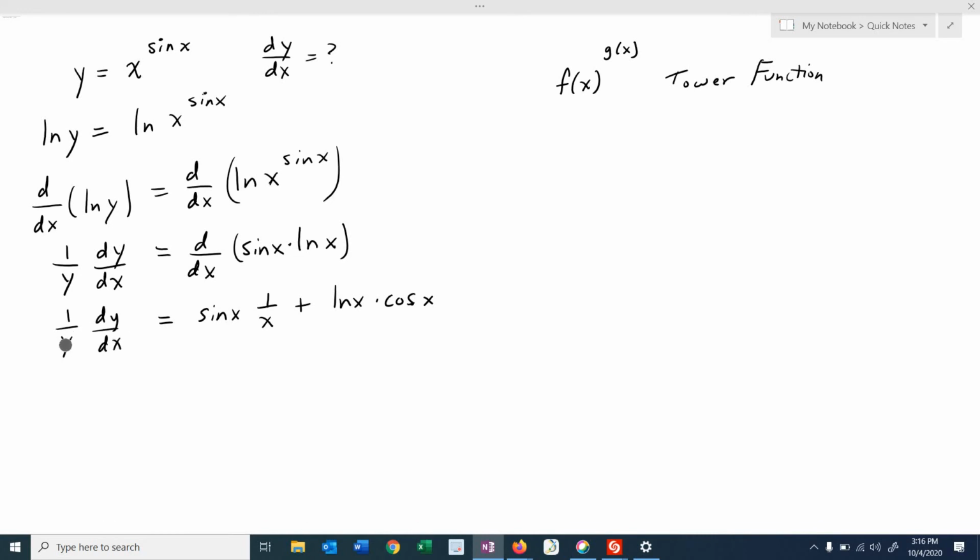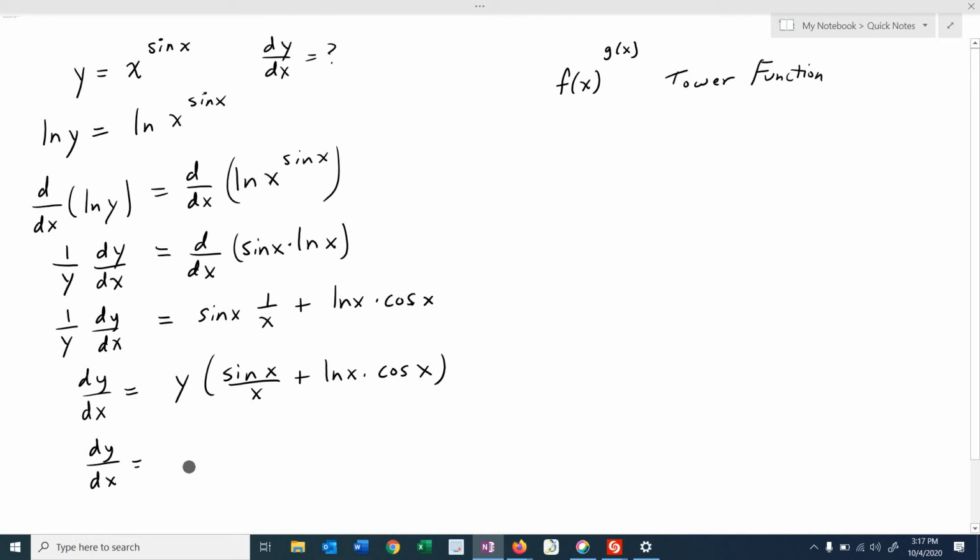Okay, and again, we're going to have to multiply y to the other side because we really want to find dy dx. And I'm going to go ahead and write this as sine of x over x. And then just substitute for the y. The y is equal to x raised to the sine of x. Okay, so that's the derivative of this tower function with respect to x. It's equal to this.